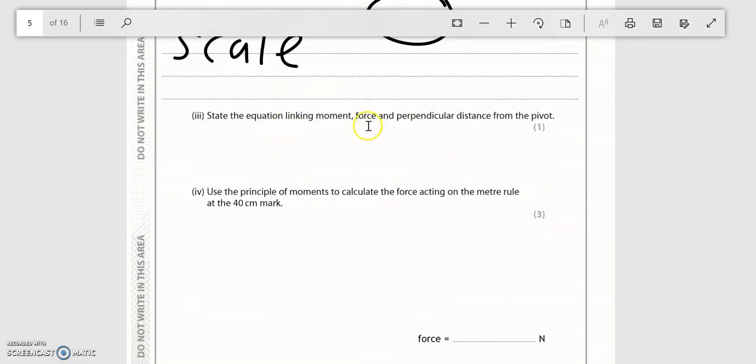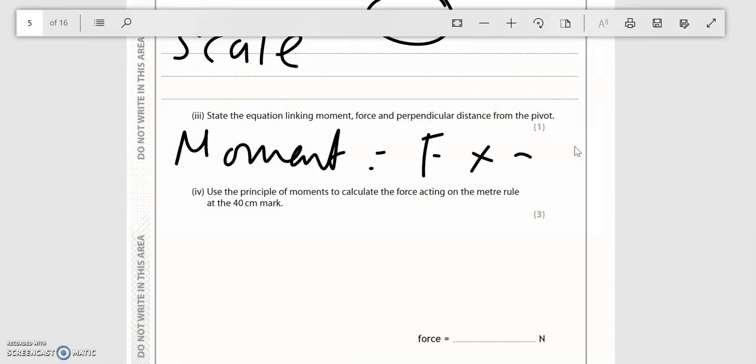The equation here, again, just a recall one, you need to know this. It's moment equals force times perpendicular distance. Again, write it out in words. There are no real acceptable symbols for that. And then use the principle of moments to calculate the force acting on the meter rule.